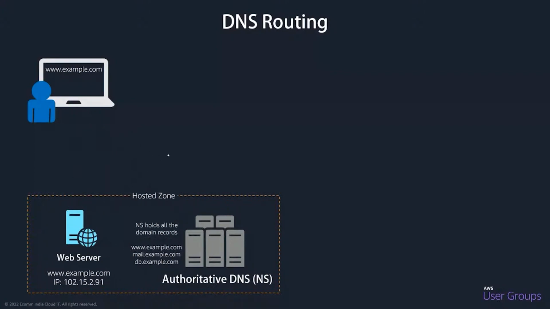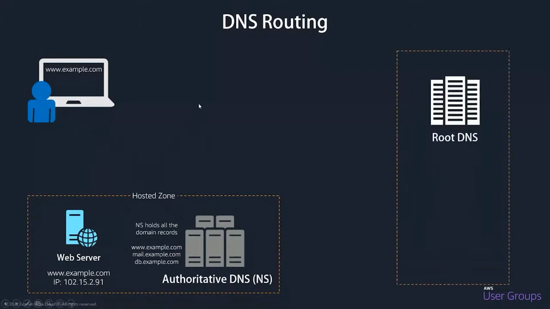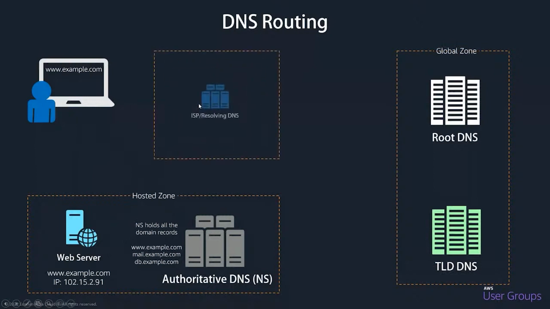But it is not that simple because there are other servers that are involved in the process, which are the root DNS, the TLD DNS, and the resolving DNS. Your resolving DNS is normally your internet service provider when you have your connection set up for the first time. Your internet service provider will configure the resolving DNS on your connection, on your router, and whenever your system wants to find out something, it will go ask the resolving DNS, and then it will start from there. Let's see a flow, how this happens.